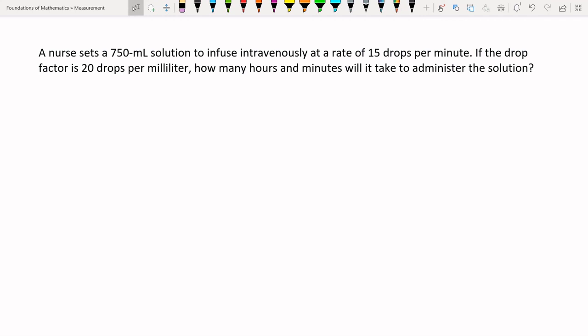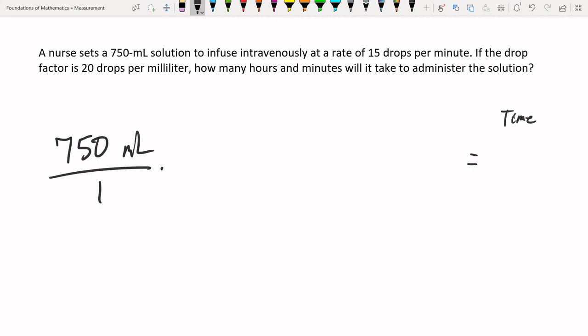So without planning out, let's just write down what we know. We know we have 750 milliliters, and now we need to multiply it by something, and at the very end we need to have a time. Okay, so let's look at what's given to us. So we've used this already. This says 15 drops per minute. That gives us a time, but it gives us drops, and we don't have anything in drops here, right? There's nothing written here as drops. So it doesn't help us quite yet.